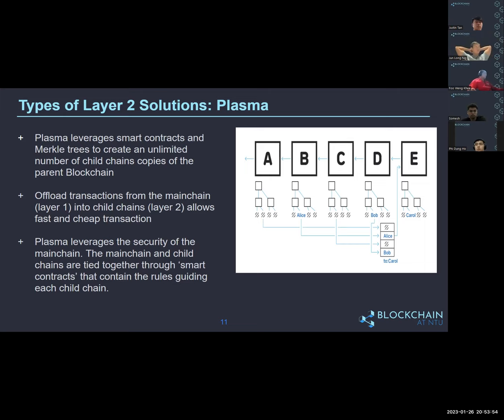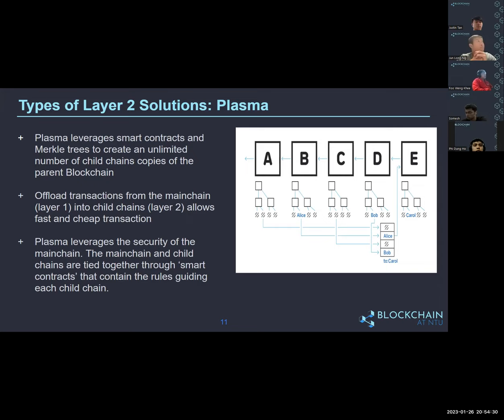So how does Plasma work? The child chain operator lays down the rules in which the child chain operates. And then the processed transactions will stay on the Plasma chains. However, the blockchain headers, which contain the Merkle roots of each block of the Plasma chain, are submitted and recorded in the blocks of the main chain. This reduces the main chain's network congestion and thus allows tens of thousands of transactions to be processed simultaneously in Plasma chains. The data on the child chain is validated using fraud proofs.